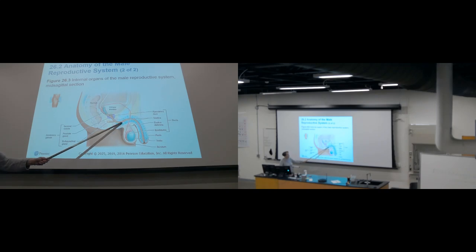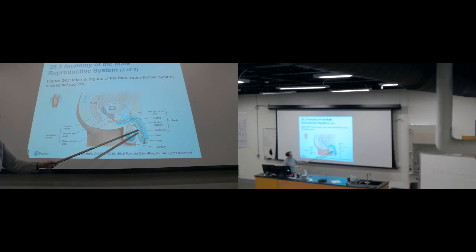spongy or penile urethra. And then here we have the membranous urethra, which, if you recall, is the shortest part of the urethra, located in this region of the urogenital diaphragm, the system of muscles that helps to maintain and support these internal organs of the pelvic cavity.